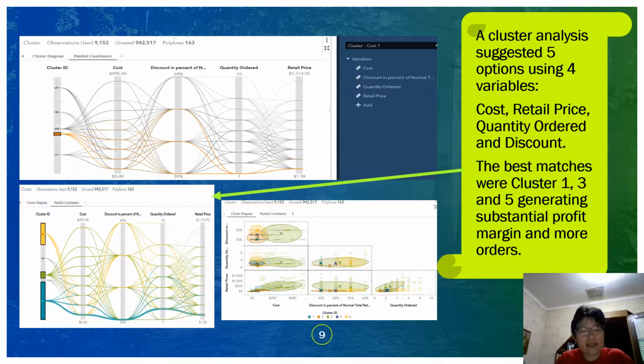After understanding the properties of the dataset with 4 variables input on the right-hand side, clustering classified them into 5 groups with cluster ID labels seen on the bottom left-hand side. Here the best matches were cluster 1, 3, and 5, generating substantial profit margin and more orders.